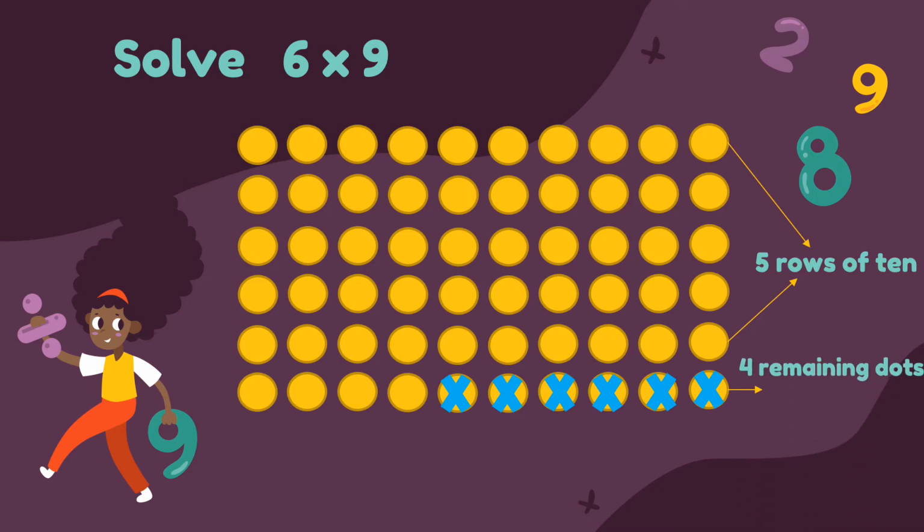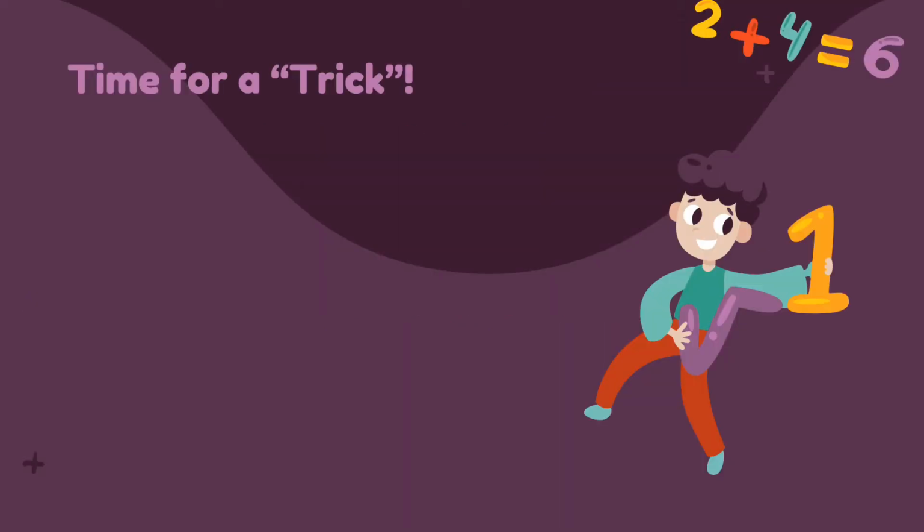So that tells us that 6 times 9 is equal to what? What is the value of 5 rows of 10 and 4 left over? Yep, you should have gotten 54. Great job. All right, so now I want you to erase your board, set that off to the side. You can put down your pencil. So we're not going to need it again for a little bit because it's time for a trick.